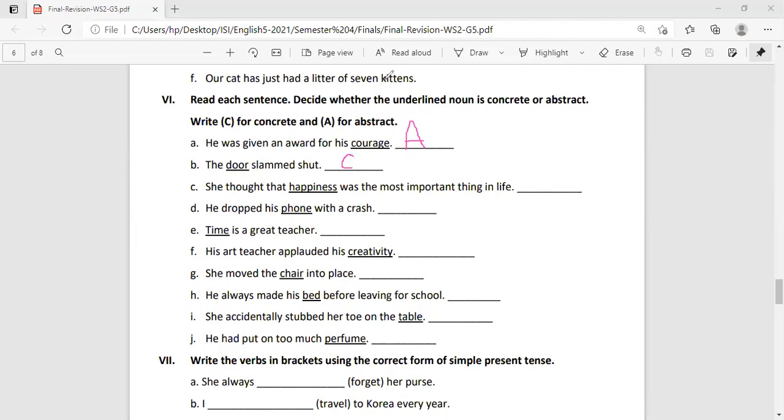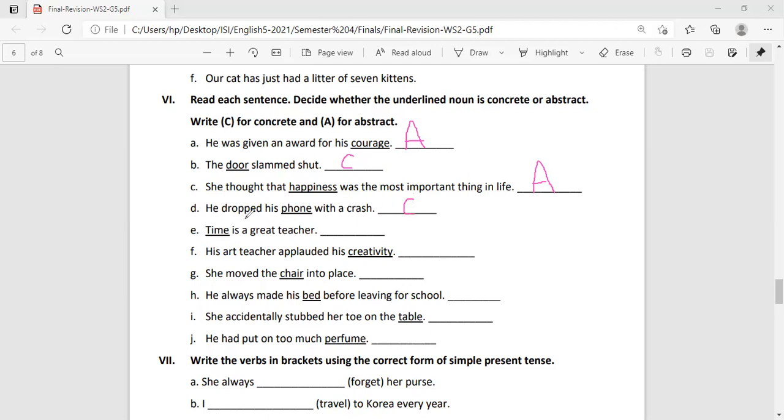Lana, if you want, you can answer. C. She thought that happiness was the most important thing in life. Happiness. Concrete. No, abstract. Abstract. D. He dropped his phone with a crash. Concrete, for sure. Phone is concrete now.